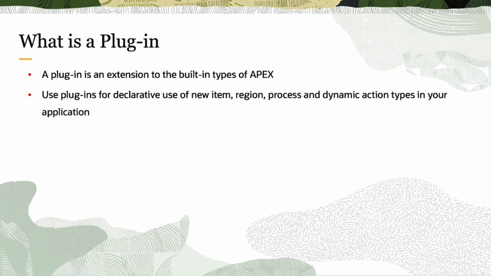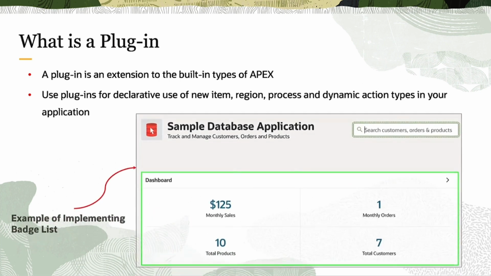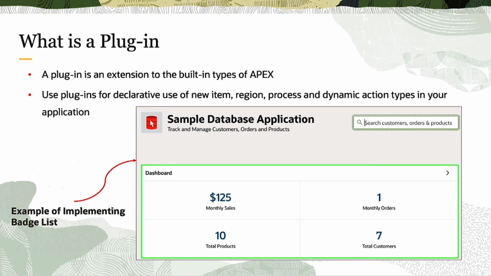Once defined, plugin-based components are created and maintained very much like standard Apex components. Plugins enable developers to create highly customized components to enhance the functionality, appearance, and user-friendliness of their applications. The slide example shows a dashboard based on badge list. You import the badge list plugin into your application and then create a region of badge list on the dashboard page. In the next few minutes, you learn how to import and implement a plugin in your application.